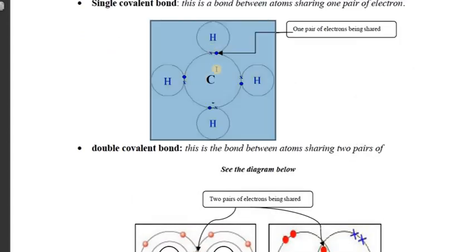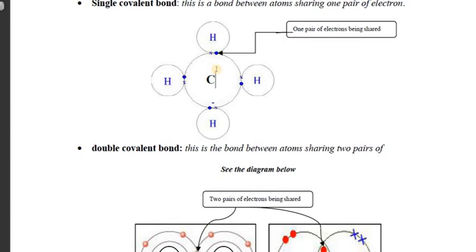Here, with the methane, 1 pair of electrons is being shared. I know you will probably start getting confused and say, but it seems like there are 4 pairs. No, they are not 4 pairs. That hydrogen, that's 1 pair, the hydrogen and the carbon. That hydrogen with the carbon, again, it's a single pair, right? So these are single covalent bonds. 2 electrons are being shared.